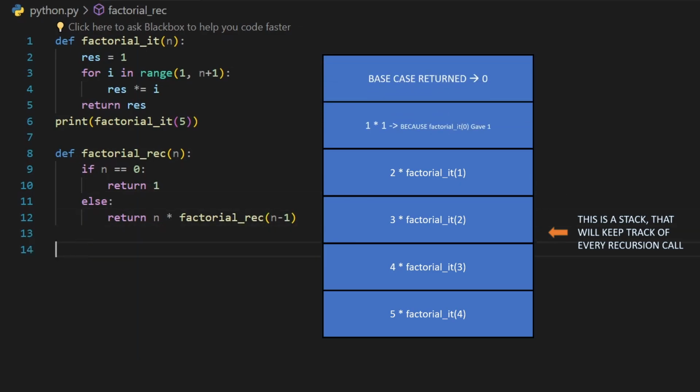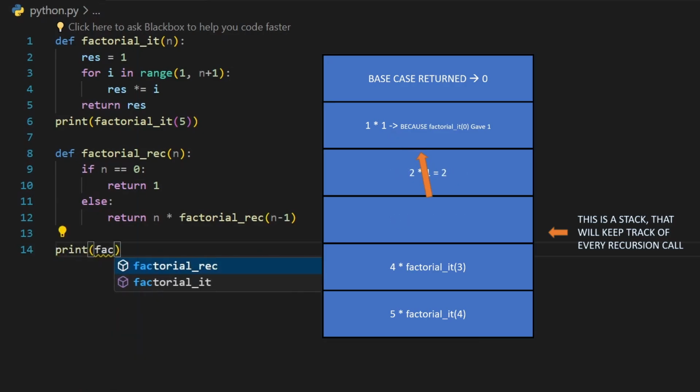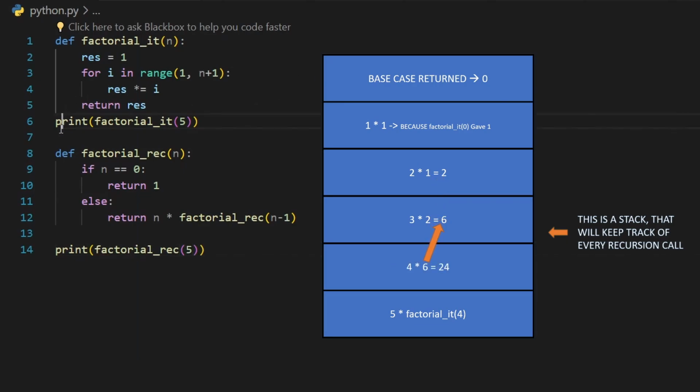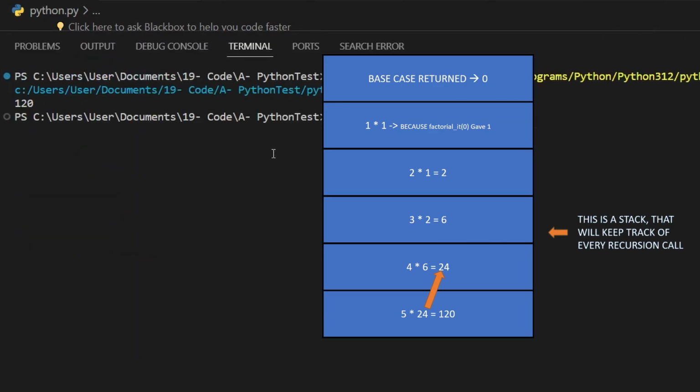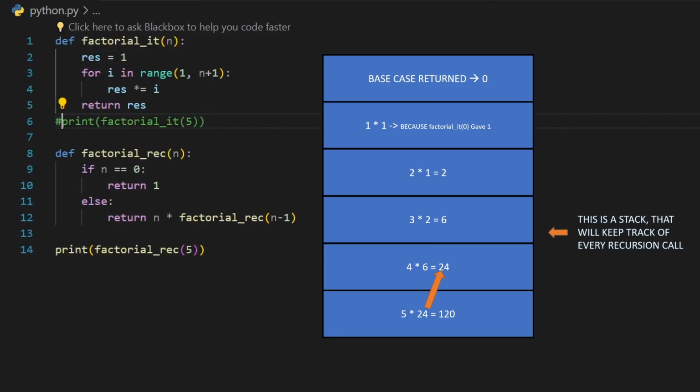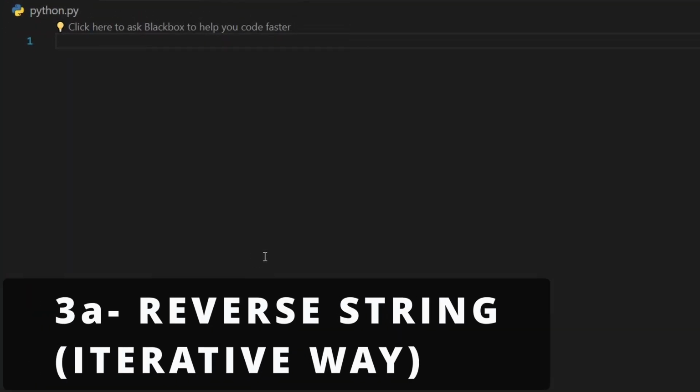So let me go ahead and print what is going on in this function. So I'll say 5, I will comment this print statement, excuse me, and I will go and run this Python file and we got 120. So our recursive function actually works. So this was the first example of a recursive function. Now let's go to the second example.